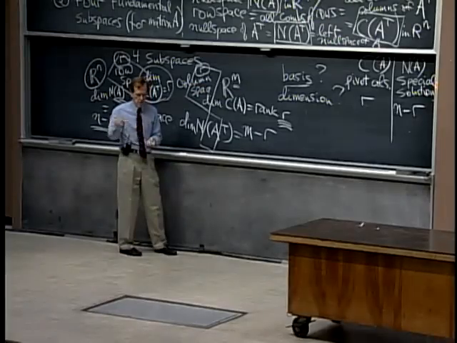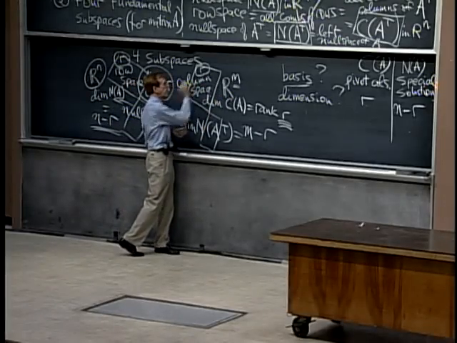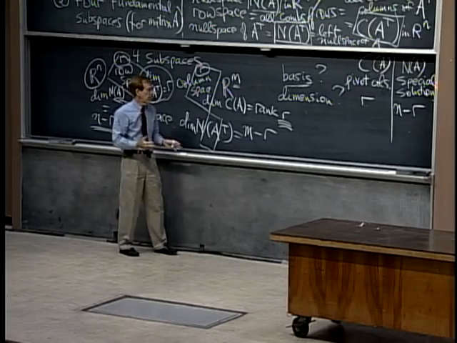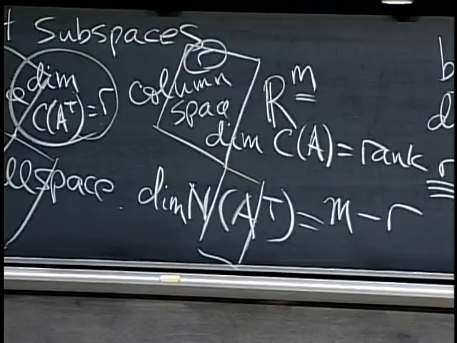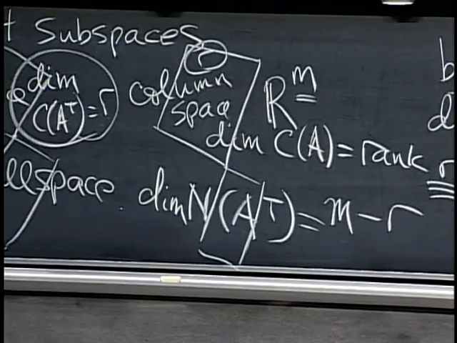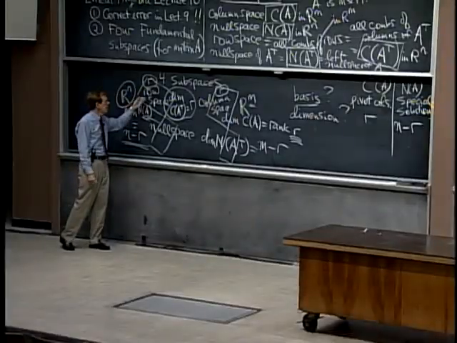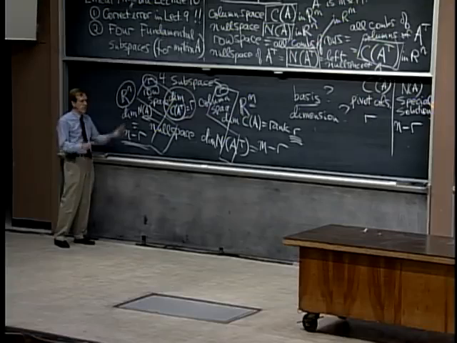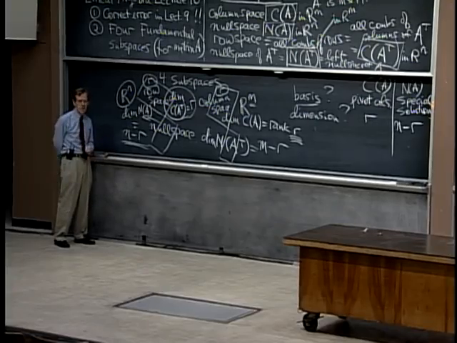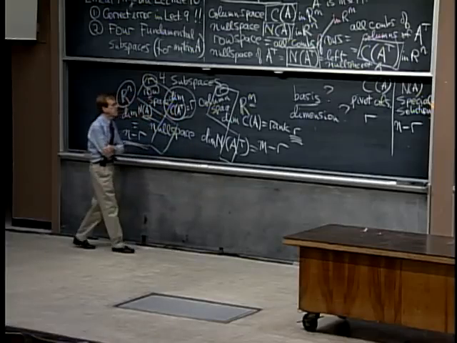variables when I go to A transpose y equals 0, and m of them, and r of them will be pivot variables, and m minus r will be free variables. A transpose is as good a matrix as A. It follows the same rule that this dimension plus this dimension adds up to the number of columns. And over here, A transpose has m columns. Okay.